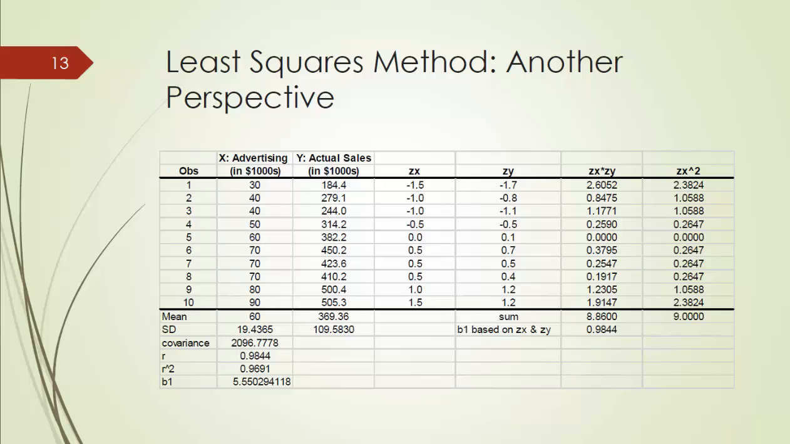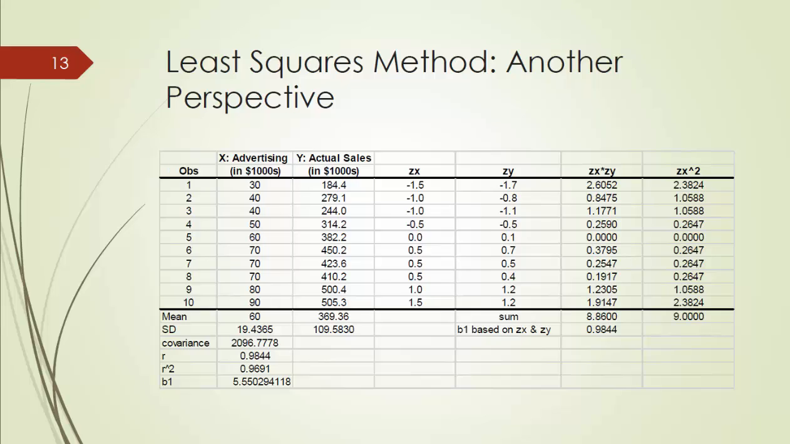Now look at the right part of the table. In the fourth and fifth columns, we normalize the data resulting in zx and zy. In the sixth and seventh column, we compute zx times zy and zx squared. At the bottom, we calculate the sums. With that, if we run regression with zy against zx, the resulting slope is 0.9844, which is nothing but the Pearson correlation coefficient between x and y.